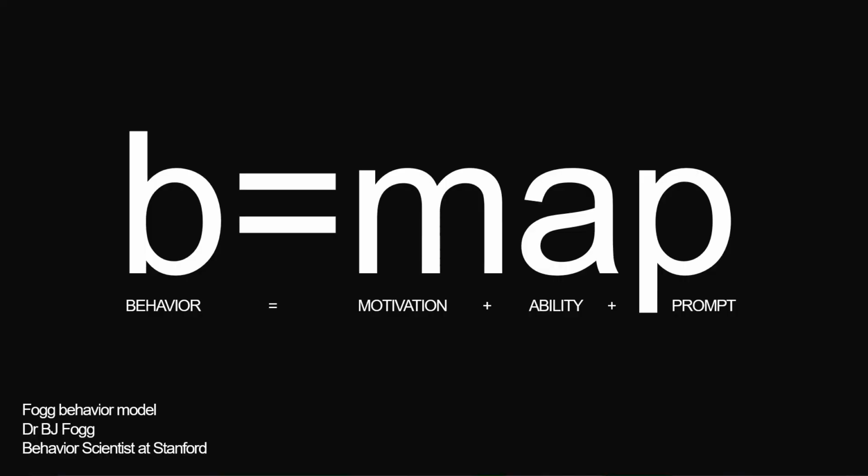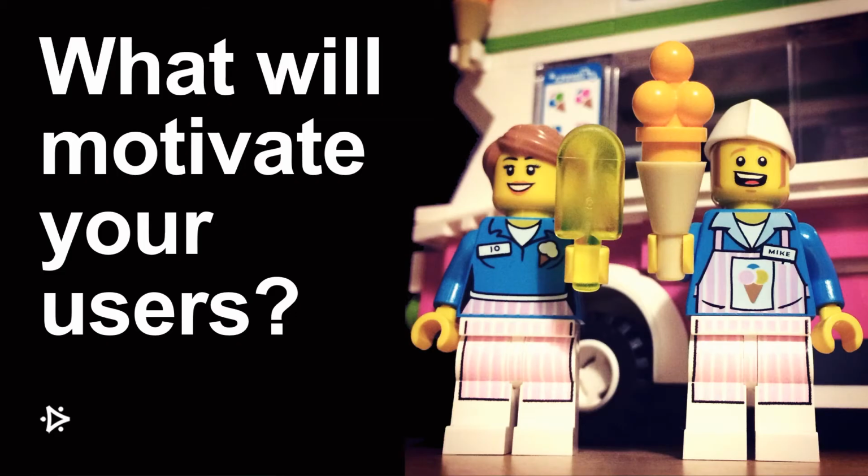The Fogg behavior model states that a behavior will only happen when 3 elements occur simultaneously. People have to be sufficiently motivated to change their behavior. They must have the ability to complete the task required, and they need to be prompted. So let's look at motivation. What might users perceive as useful?